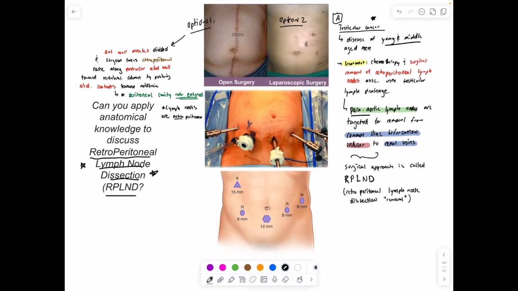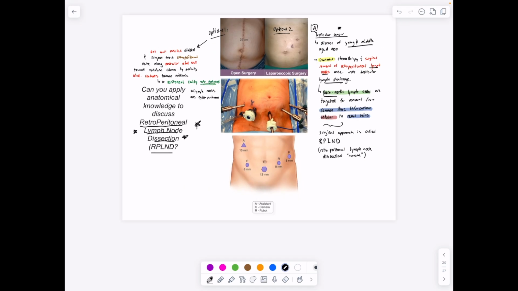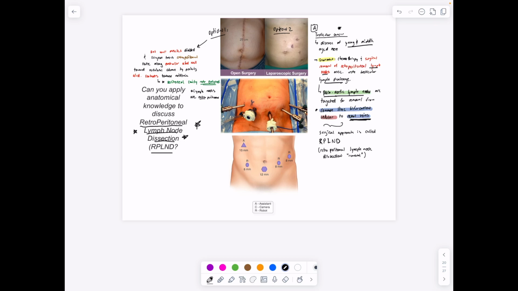Treatment is chemotherapy and then removal of retroperitoneal lymph nodes, which is why we do this procedure, associated with testicular lymph drainage. And so these would be the para-aortic lymph nodes, and so we target the para-aortic lymph nodes for removal from the common iliac bifurcation inferior to the renal veins. So we're going to be removing para-aortic, so not on the aorta, and then from below the common iliac bifurcation. And so we have basically two separate approaches to RPLND.